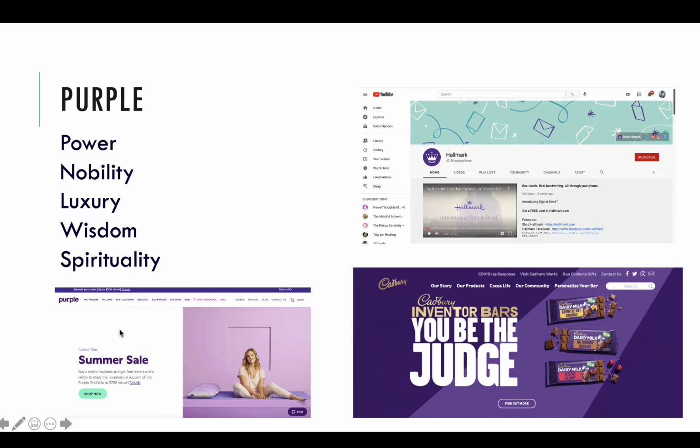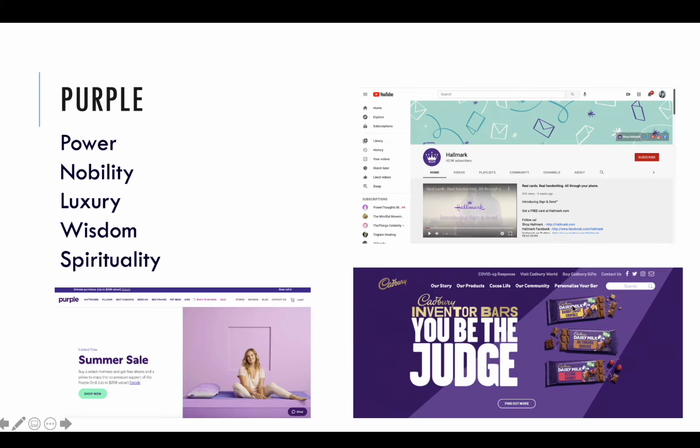So here we've got the company called Purple, Purple Mattress, an innovative company that disrupted the industry by shipping you out a mattress in the mail. So what you need to look at as you look at this imagery is that purple is really not only explaining the company, but all of the imagery in terms of luxury, power, etc.